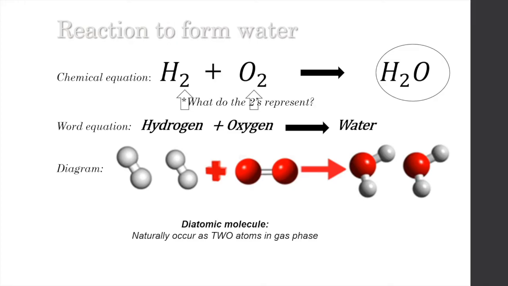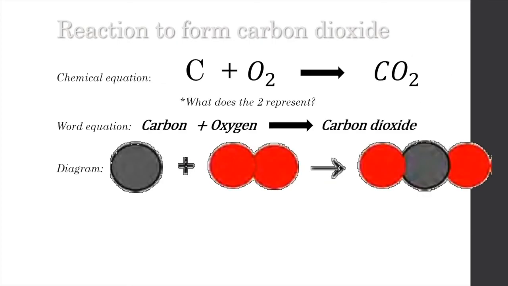If we move to the word equation, our word equation is hydrogen plus oxygen, and the product will give us water. The diagram equation shows us the particles or the atoms that react with one another to form the product of water. If we have a look at the reaction to form carbon dioxide, again we have a chemical equation, a word equation, and a diagram equation. If we start with our chemical equation, we have C plus O2 gives us CO2. Now again, what does the 2 represent? It is a diatomic molecule, which means it naturally occurs as two atoms in gaseous phase.